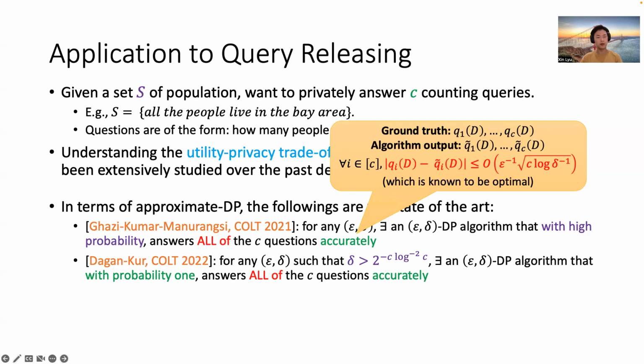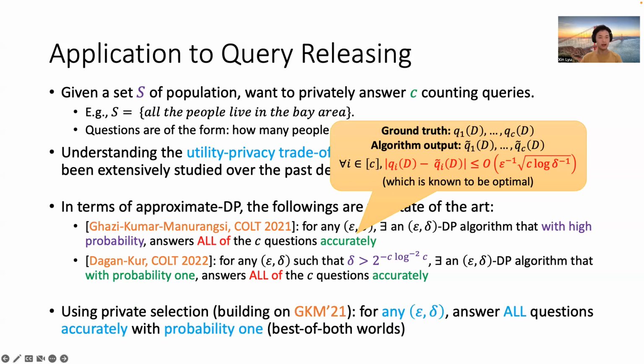Having a with-probability-1 guarantee is desired in some cases, and the GKM algorithm by itself cannot achieve this. On the other hand, the GKM algorithm works for the whole regime of delta, whereas the Dagan-Kur algorithm only works with a lower bound on delta. And here we observe that if we use the private selection framework on top of the GKM algorithm, we can achieve the best of both worlds. Namely, for any epsilon, delta parameters we are interested in, we can answer all the queries accurately with probability 1. So that's our result for query releasing.